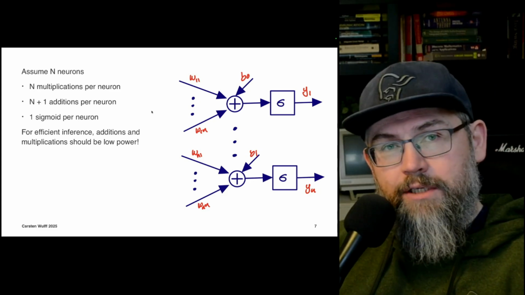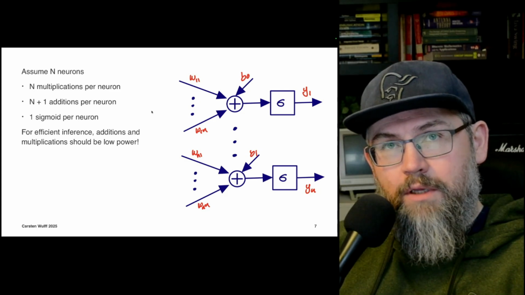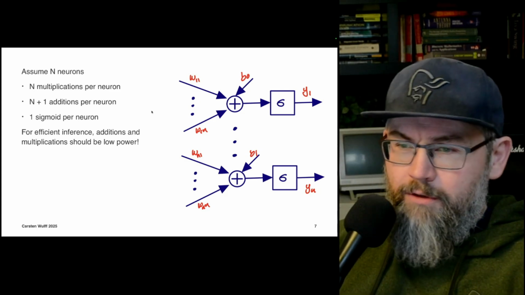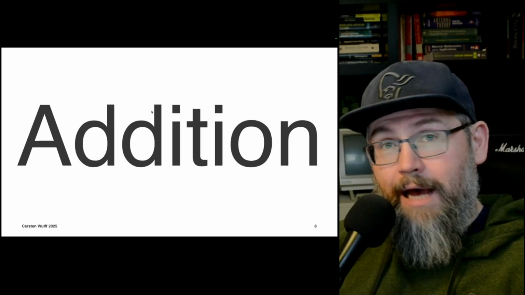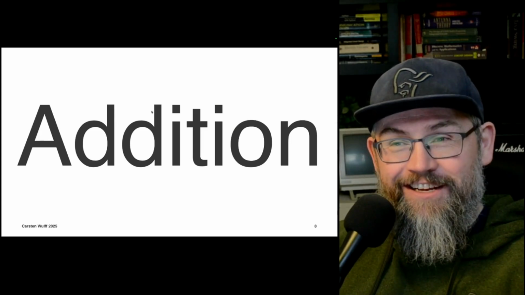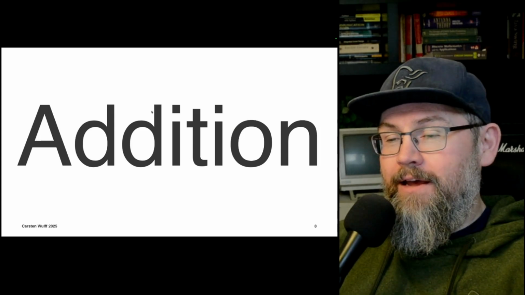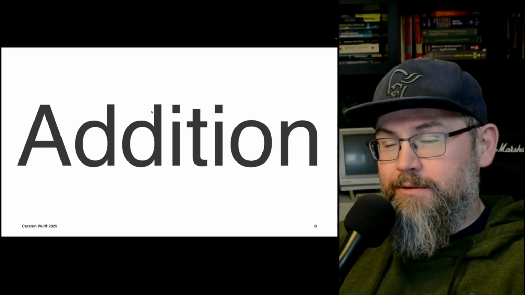But it's an interesting question. What could we do in the analog domain? So I've been thinking about it a bit, and I've put down a few ways to add quantities and a few ways to multiply quantities.